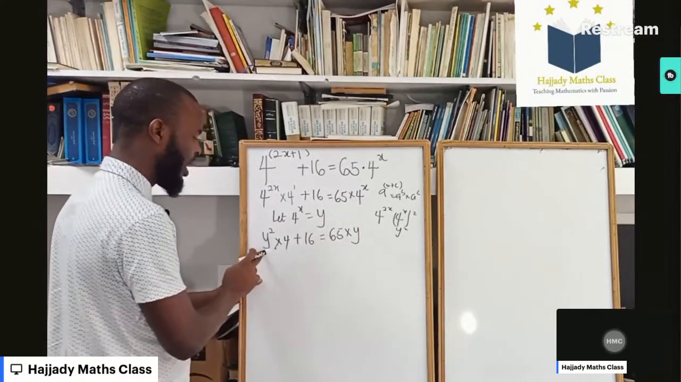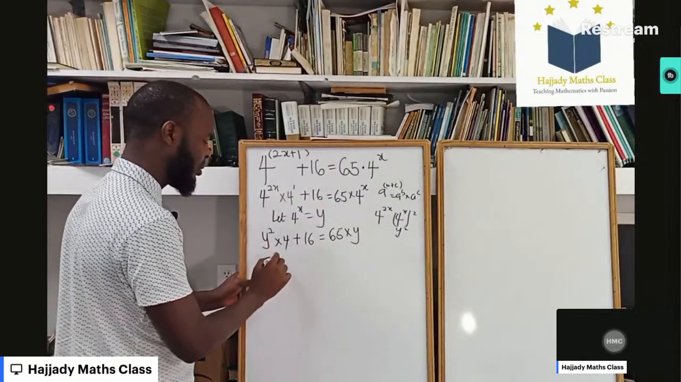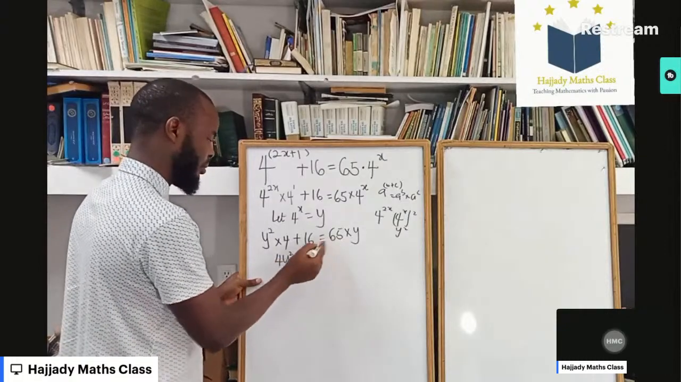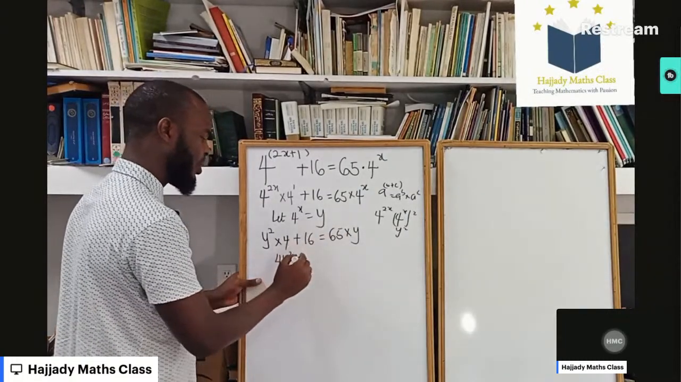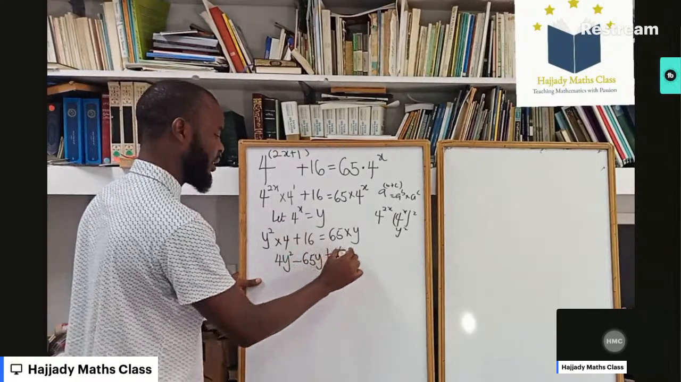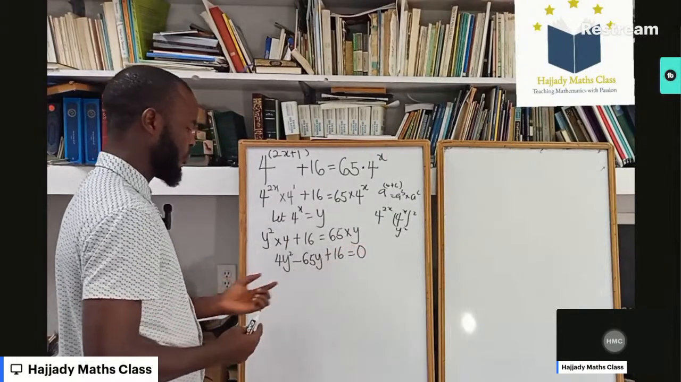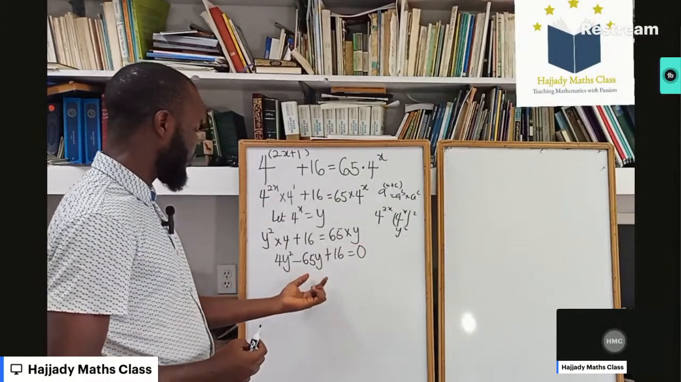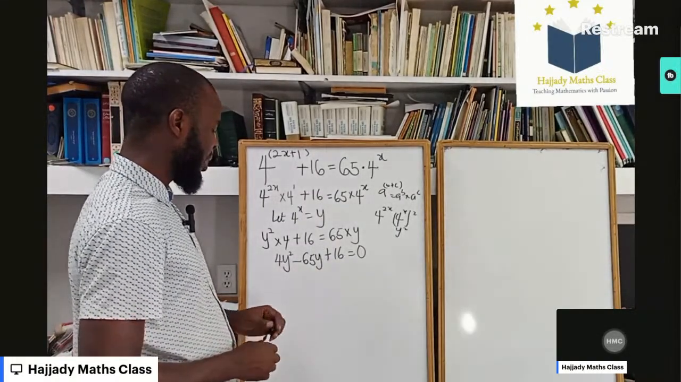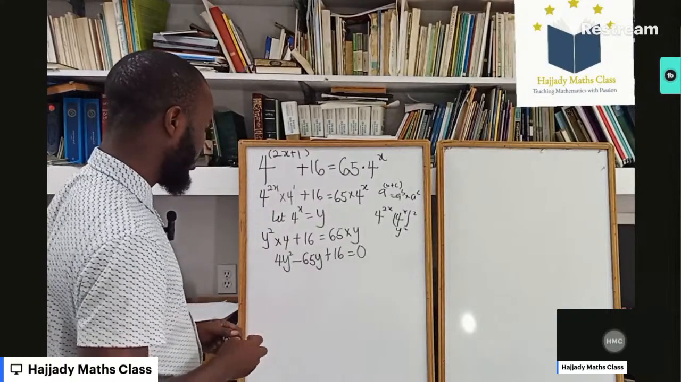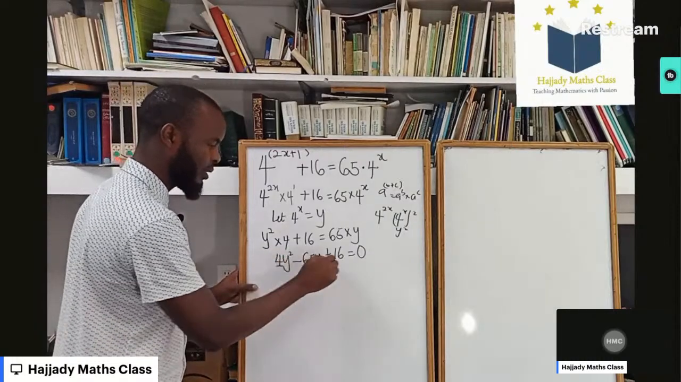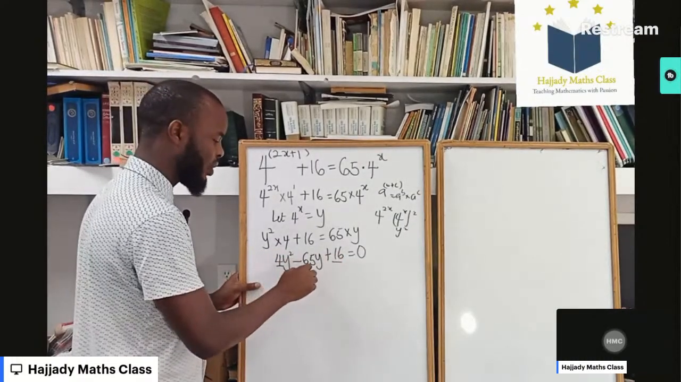So here, y to the power of 2 multiplied by 4 is going to give me 4y squared. Bringing this down here, I'm going to have 4y squared minus 65y plus 16 equals 0. Looking at this, it is a quadratic equation. Then, solving this further, I need two factors such that when the two factors are multiplied together, they give me the product of this, and when added together, I'm going to have this.